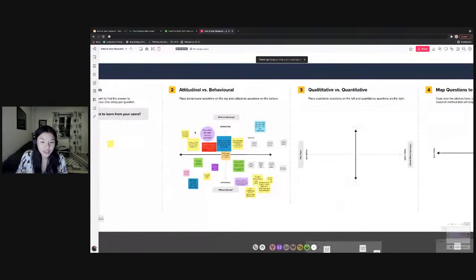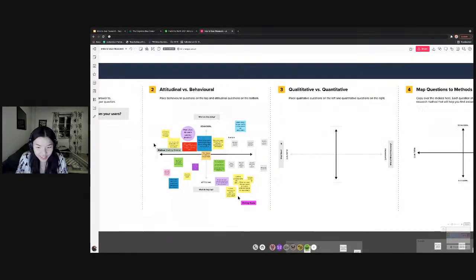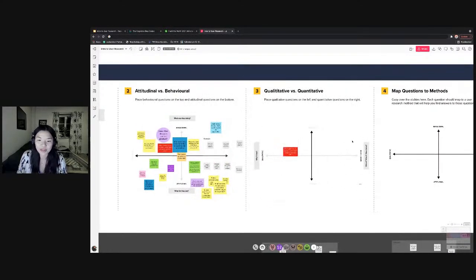There we go. So now you're going to move everything to the next side. Keep it on this, like if it's on the top side now, keep it on the top side. If it's on the bottom side, keep it on the bottom. But now we're thinking about whether this is a qualitative question or a quantitative question.